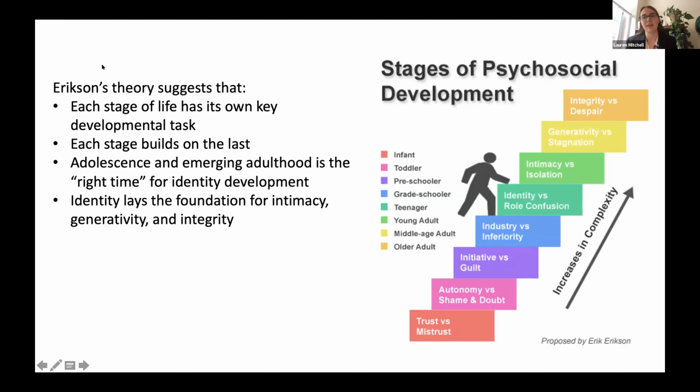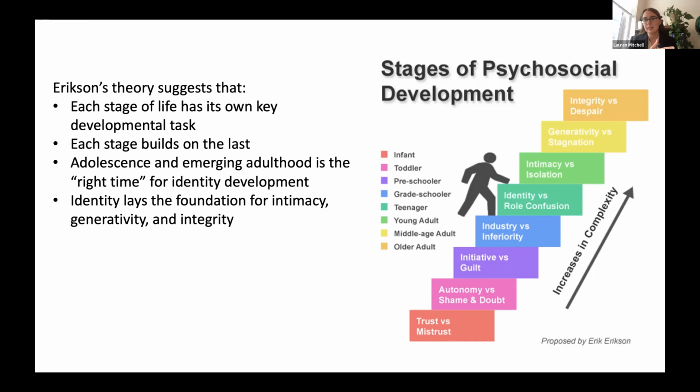We've all probably seen diagrams like this of Erikson's model in intro psych textbooks. The traditional interpretation of Erikson's theory suggests that each stage of life has its own key developmental task or goal that should be accomplished at that time, and that each stage builds on the last. So moving forward into a new stage requires you to have successfully achieved the task from the last stage. Adolescence and emerging adulthood is seen as the right time for identity development.